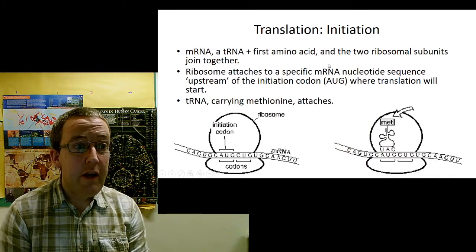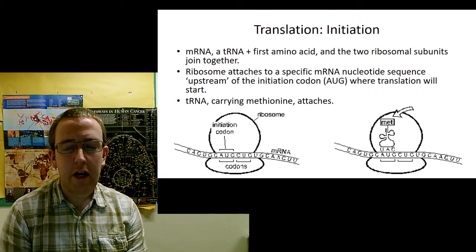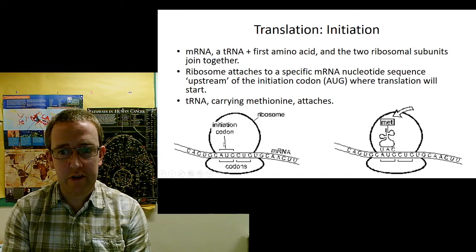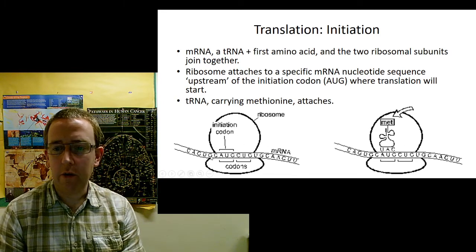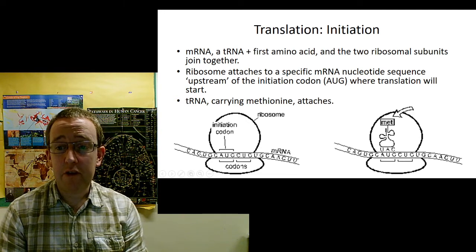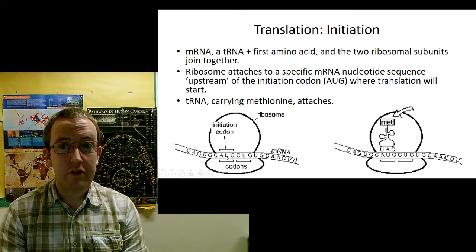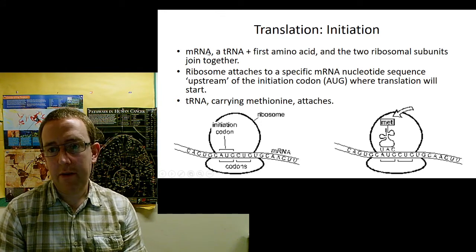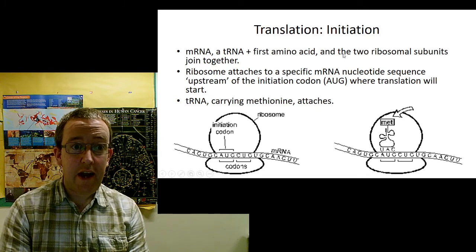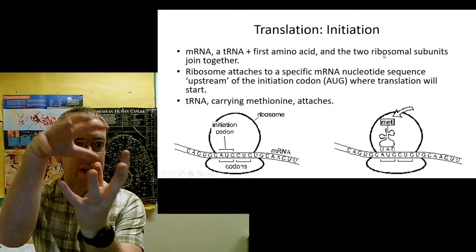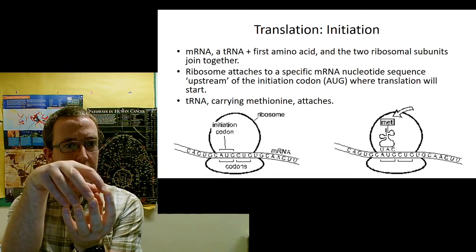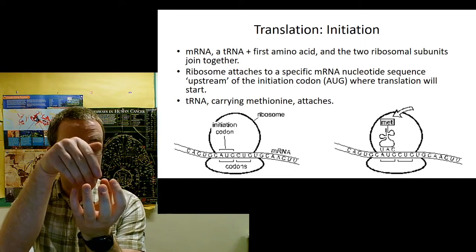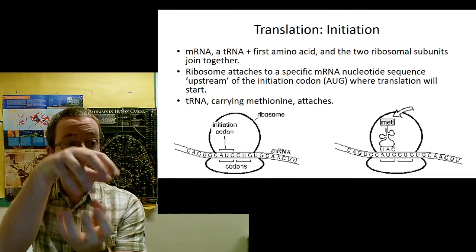Okay, so here we have nice, simple. It's a little bit dull in colouring, but I think it gets the point across nicely. I like these diagrams because they're quite nice and simple. So what happens on the RNA is you get a place called the initiation codon. Now, we mentioned this when we did the genetic code. It's always AUG. And what happens is the mRNA, a tRNA, and the first amino acid, and the 2 ribosomal subunits join together around that initiation codon. So they attach to the AUG. The small subunit comes on first, then the tRNA, then the large subunit. Okay, and then we're off.